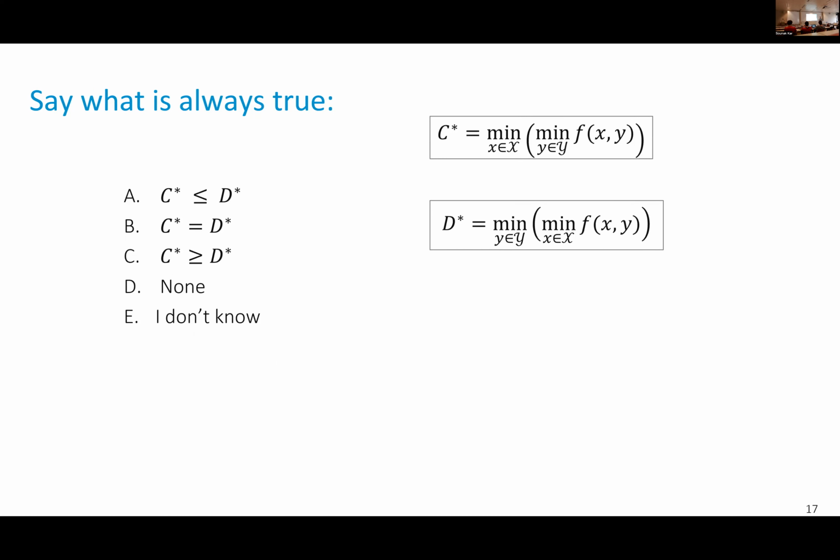Second thing now, I do almost the same, but I first minimize over y, then I minimize over x. And then I change the order. Can we say also something in this case or not?